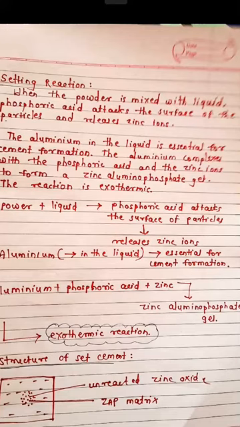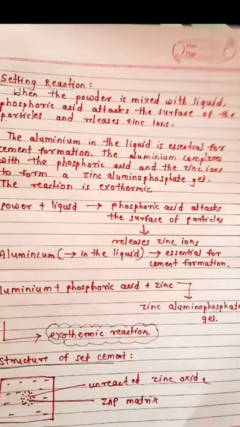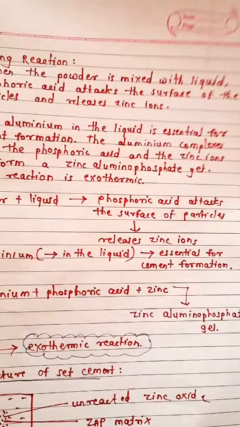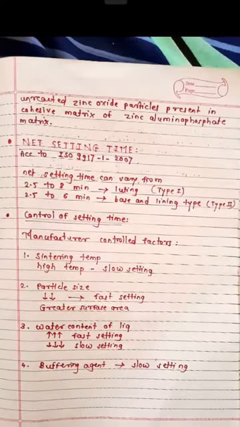Now the structure of this cement: unreacted zinc oxide particles present in a cohesive matrix of zinc aluminophosphate gel. So these unreacted zinc oxide particles are present in the zinc aluminophosphate gel. So this is the structure of the set cement.